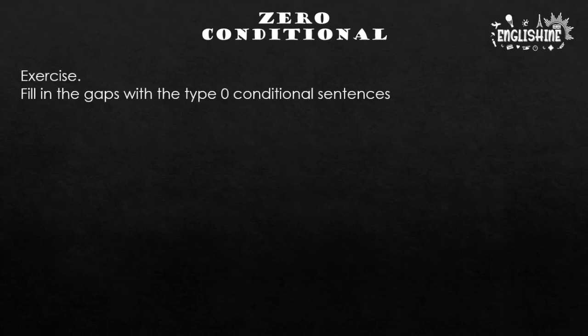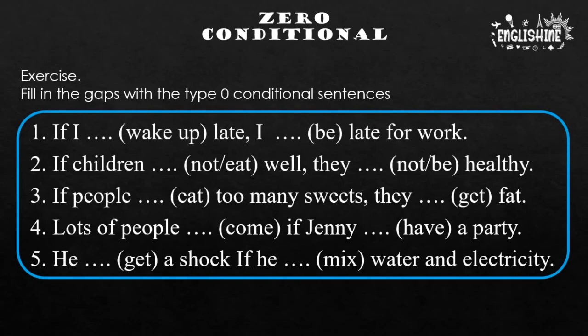Okay, this is the last section. I will test your understanding about zero conditional sentences. If you can do it easily, it means you understand this material well. The exercise: fill in the gaps with the type zero conditional sentences. Please read and do the whole number of exercises. Just 5, not much. Here is the exercise of zero conditional. I'll give you 5 minutes. Please pause this video first.